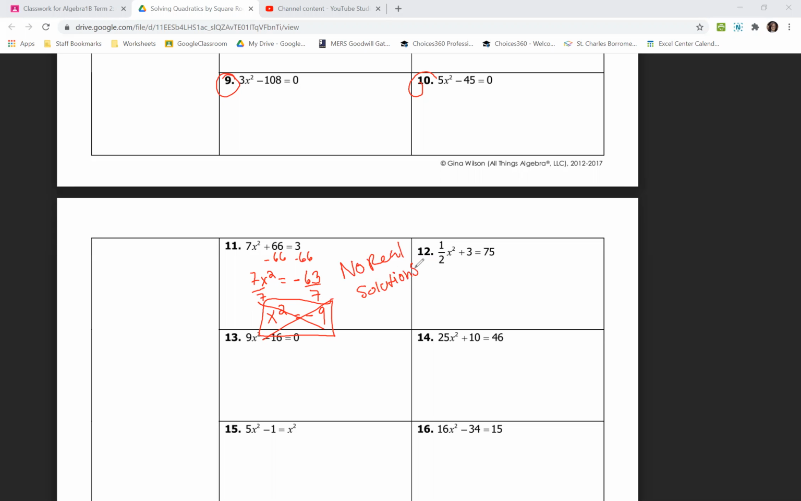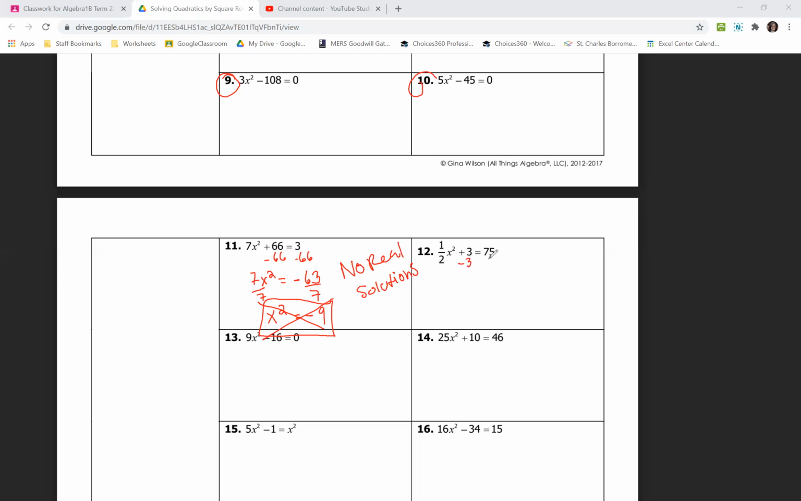All right, so there's no real solutions to 11. So be careful that once you isolate the x squared, if you end up with a negative number, there is not going to be a real solution for that, okay? All right, let's do number 12.